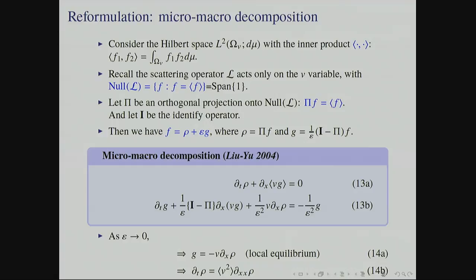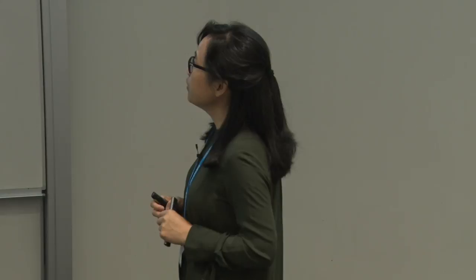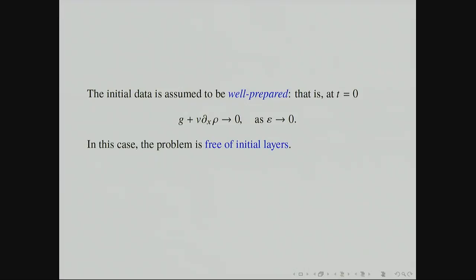So this is very different from the original equation. In the original equation, you have to do an asymptotic expansion to see the limit. Here you see it right away. At this point, I assume the initial data is compatible. It's well prepared. Namely, the initial data I have is very close to local equilibrium with respect to this parameter epsilon. So in this case, I don't have initial layers in the problem. I will comment on the other case later, towards the end.